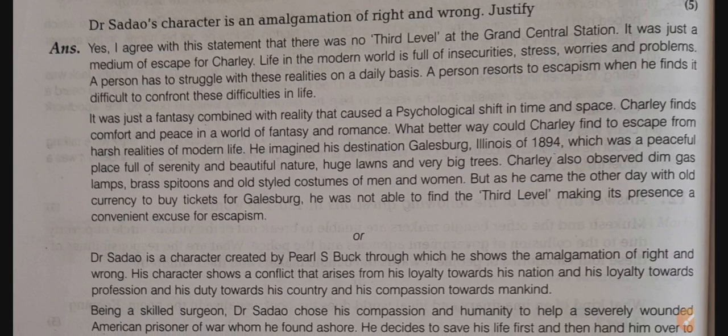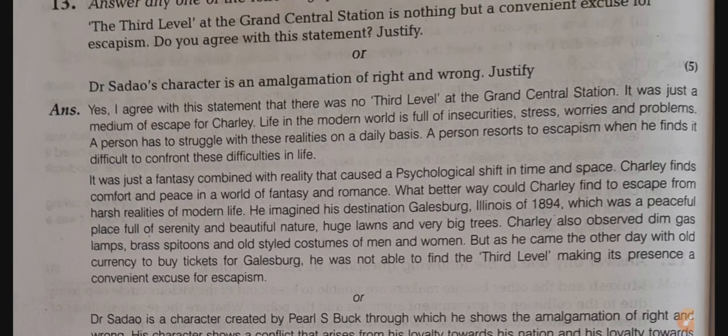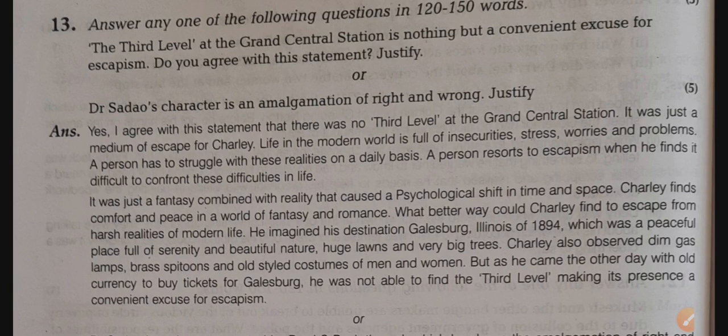He imagined his destination, Galesburg, Illinois of 1894, which was a peaceful place full of serenity and beautiful nature, huge lawns and very big trees. Charlie also observed dim gas lamps, brass pistons, and old tight costumes of men and women. But as he came the other day with old currency to buy tickets to Galesburg, he was not able to find the third level, making it a convenient excuse for escapism. So it has been proved now. So you have to justify this statement here.